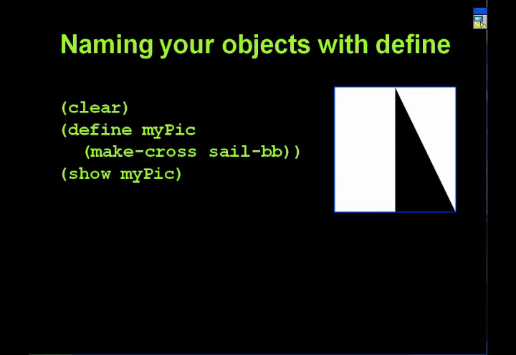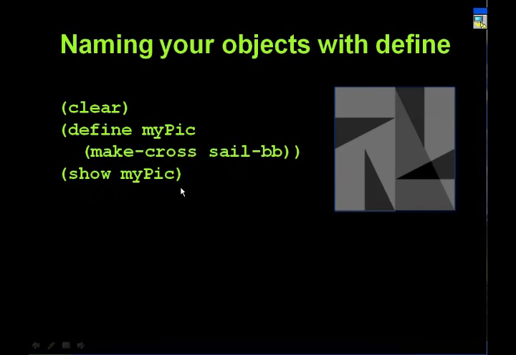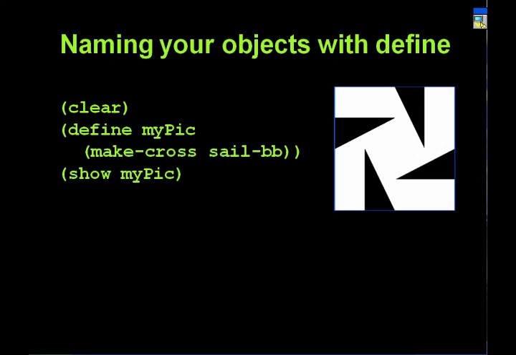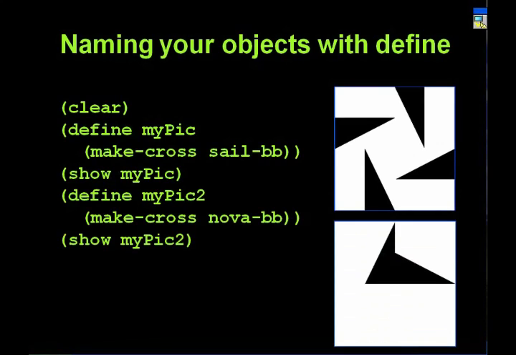Okay. What I'm doing is applying the make cross operation to cell BB. Applying make cross to cell BB creates a new picture object, and I'm naming this picture object my pick. So when I do show my pick, I will see this. Right? Simple, huh? Okay, simple.